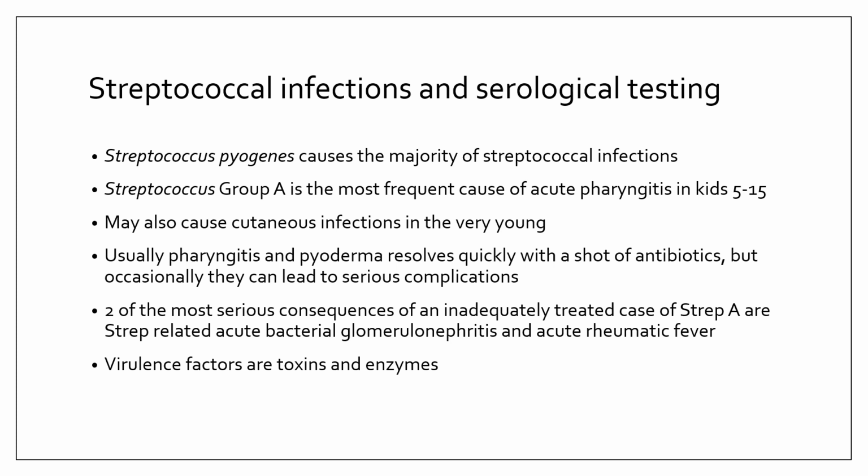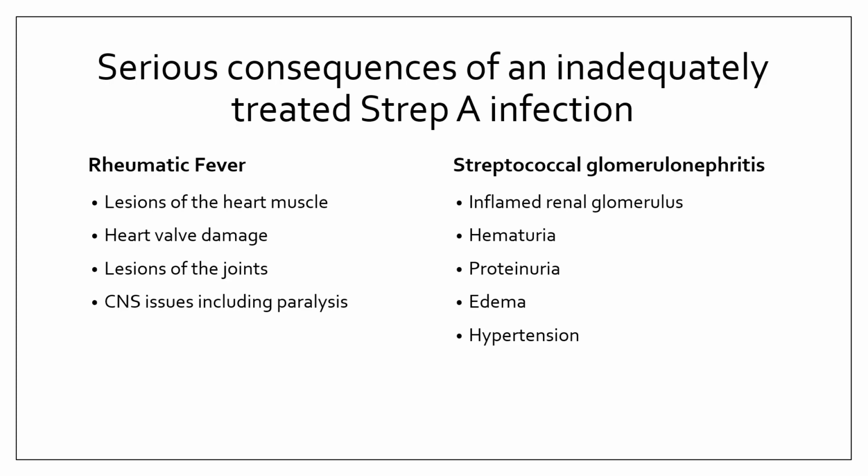Now, there are several virulence factors, toxins, and enzymes associated with the streptococcal organism. Strep A actually produces upwards of 20 antigenic substances, producing a number of different antibodies. Some serious consequences of an inadequately treated strep A infection would include rheumatic fever and streptococcal glomerulonephritis.